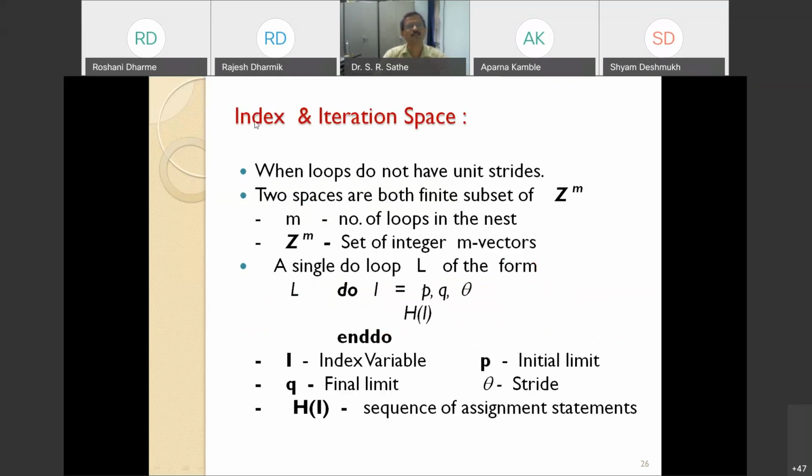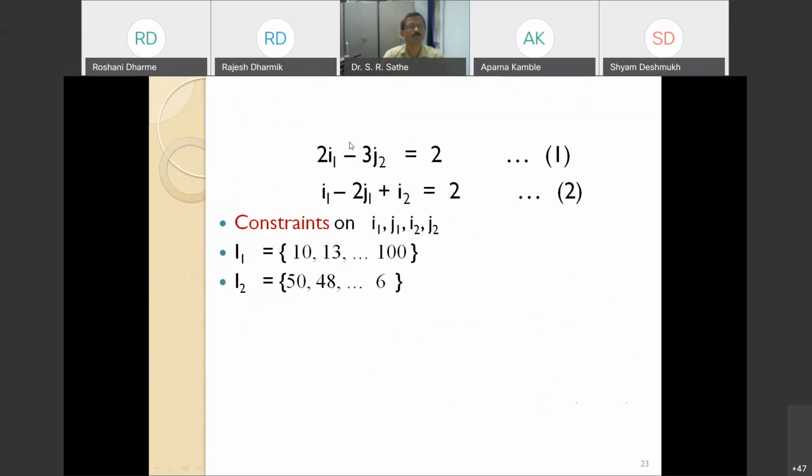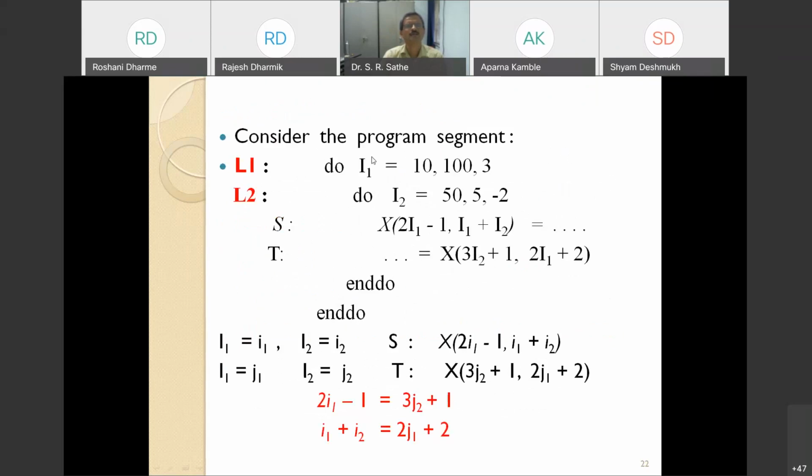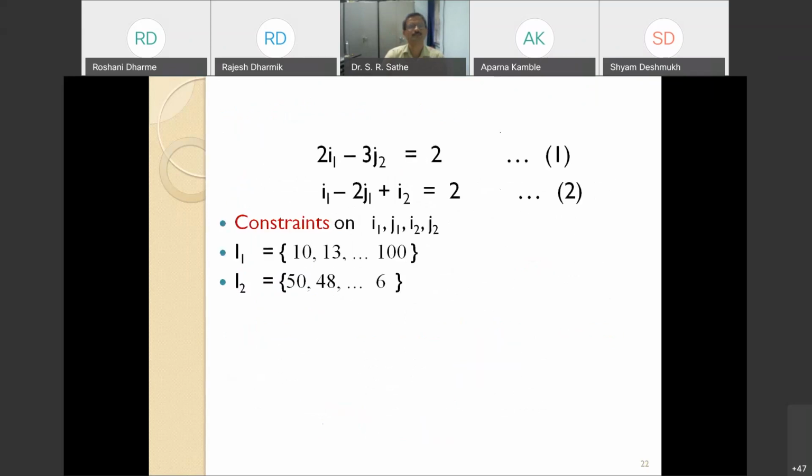What we study is index and iteration spaces. Index space is what is in your program: the values of I1, I2 form part of the index space. And iteration space means after you convert it into a range from 0 to something, 0, 1, 2, like that. That is iteration space.